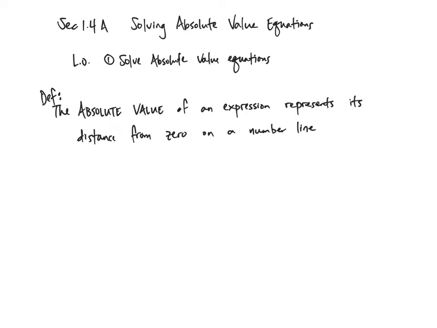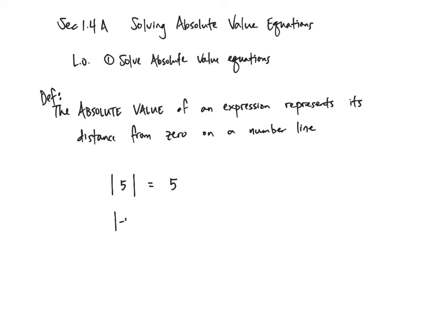So I just want to do a quick review of what it means. The absolute value of an expression represents its distance from zero on a number line. Okay, its distance from zero. So, for example, what's the absolute value of 5? What that's asking is, how far is 5 from 0 on a number line? So the distance is 5, right?